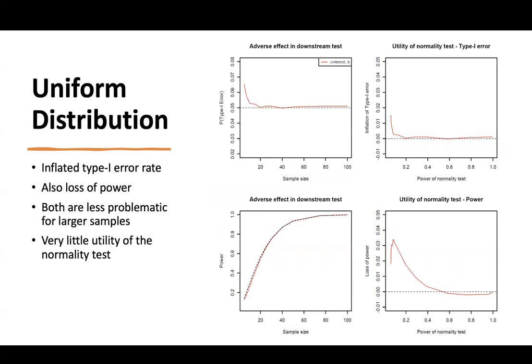Last but not least, here we generated data from the uniform distribution. And we found that there are both inflated type 1 error rate and loss of power in this condition. And from the plots, we can see there is still very little utility of normality tests in detecting such issues.